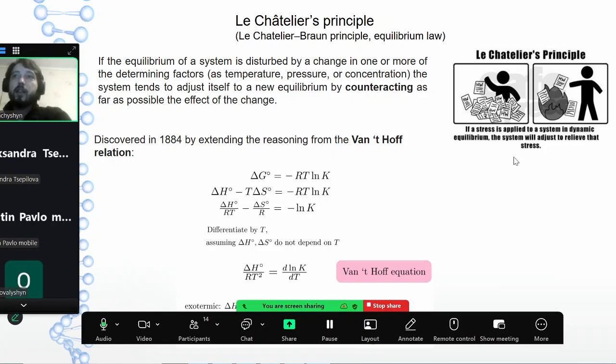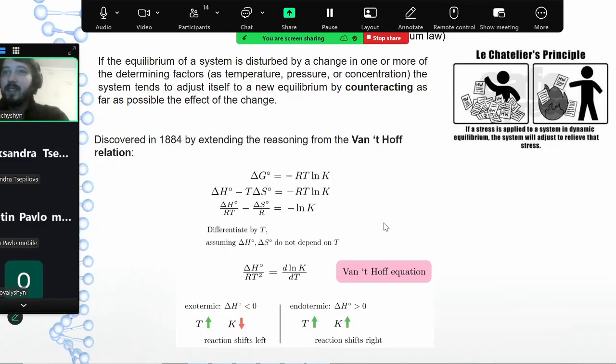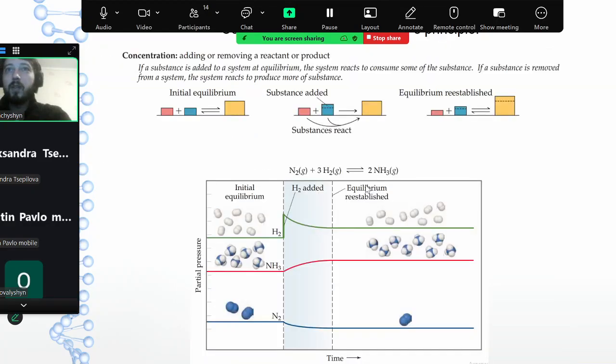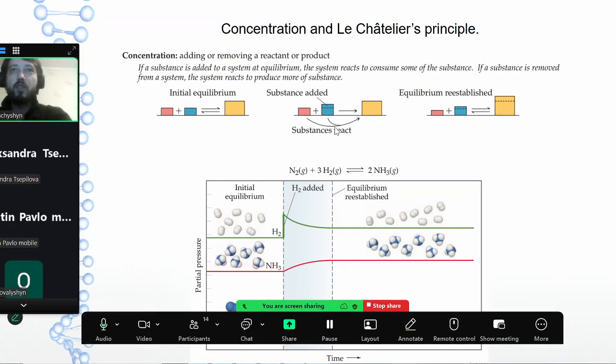So if stress in form of a homework is applied, the system will adjust itself by just burning everything down and to relieve the stress. Okay, what about, let's say, more well-behaving systems that will not burn everything down?